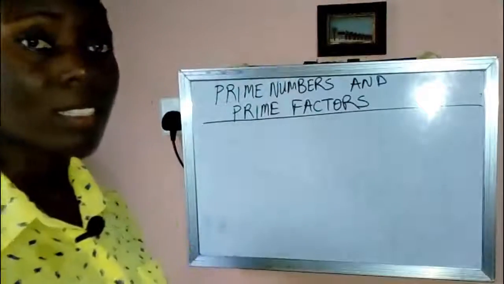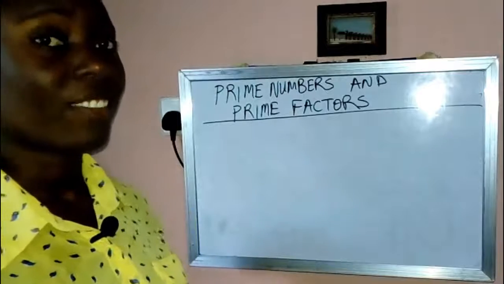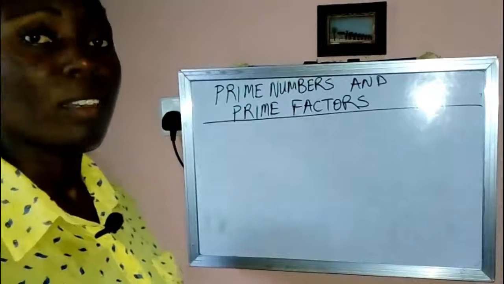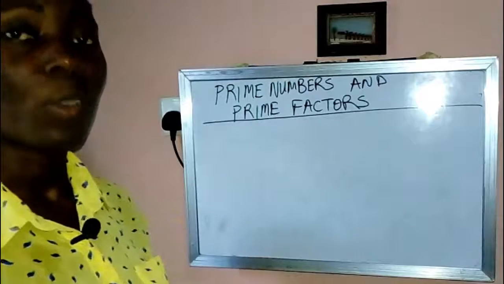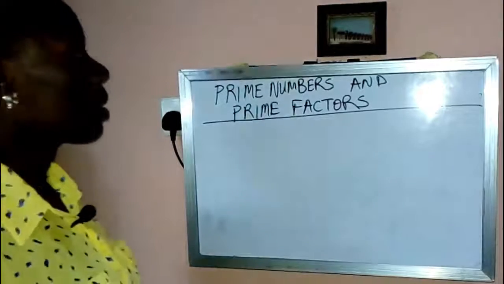Now in our last class, we talked about factors. I'm sure you would have tried the factors of 100. You see 1, 2, there's 4. So when you check, I hope you have gotten your answers. Alright, now today we'll be talking about prime numbers.